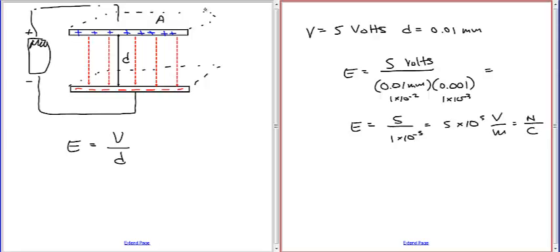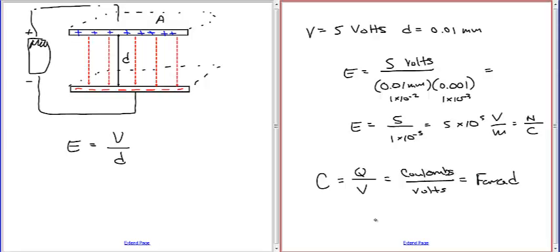Okay, so that's one thing about capacitors. The second thing is the definition of capacitance. That's equal to charge divided by voltage. The units for charge are coulombs, and the units for potential, we call it potential, but it has units of volts. So it's coulombs per volt, and we call that a farad.